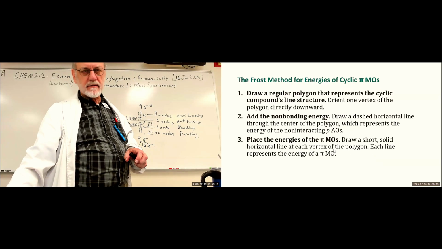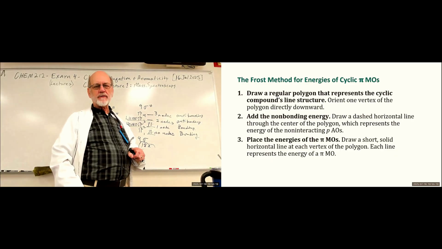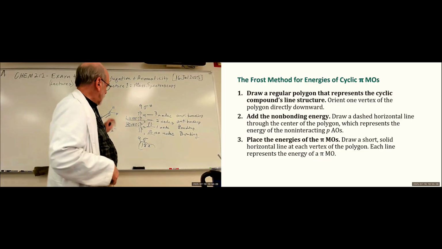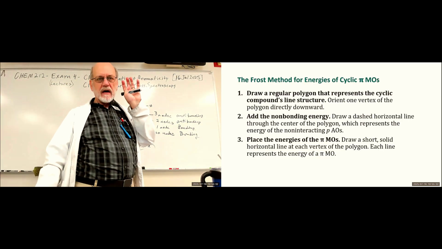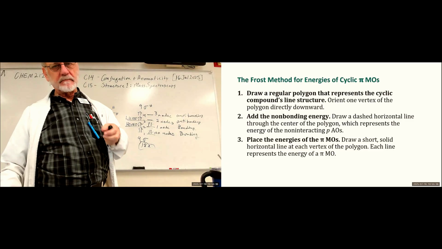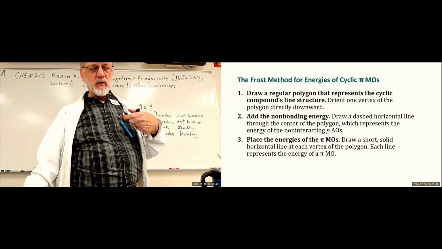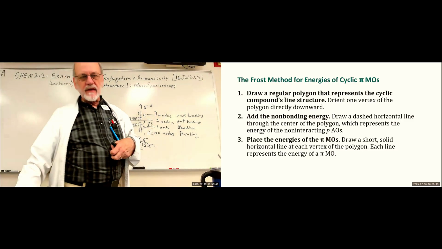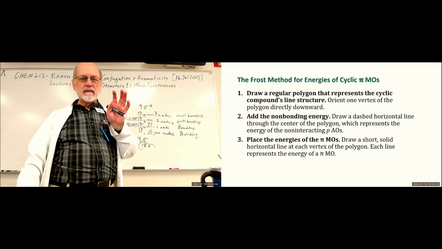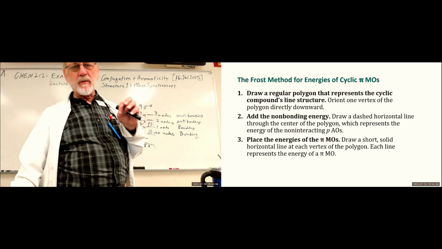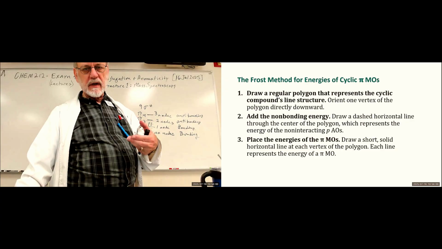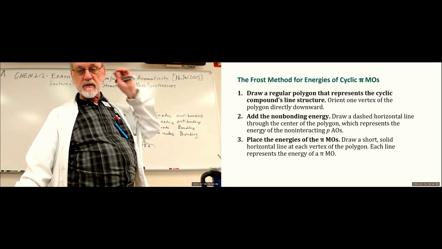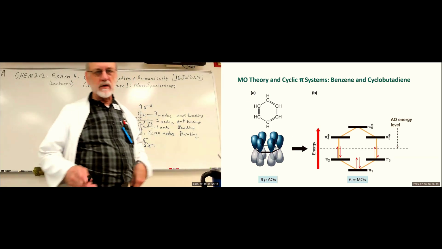All right. Now, where does that get us? The Frost method for energies of cyclic pi molecular orbitals. Okay. So what we're going to try to do is on this diagram superimpose the cyclic structure. That's the Frost method. We orient one vertex of the polygon directly downward. Doesn't matter which one, you just pick one. Then we add the non-bonding energy orbitals: draw a dashed horizontal line through the center of the polygon, which represents the energy of the non-interacting p atomic orbitals, and place the energies of the pi molecular orbitals, drawing a short, solid horizontal line at each vertex of the polygon.